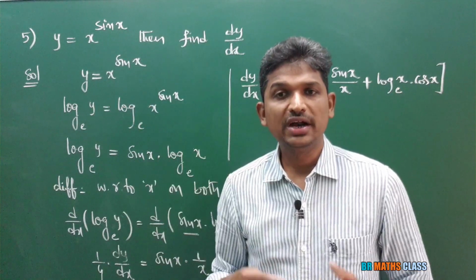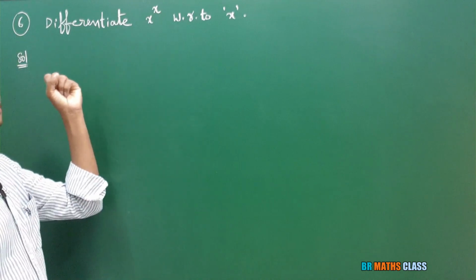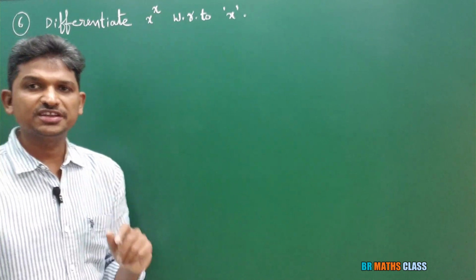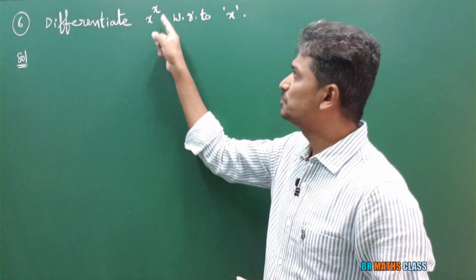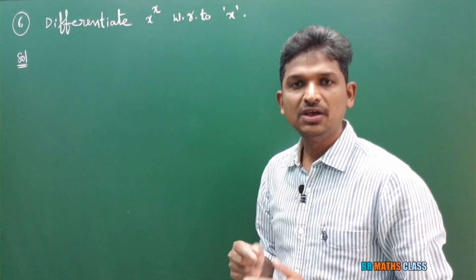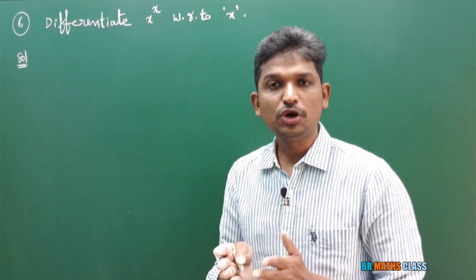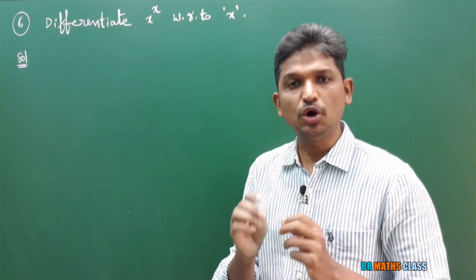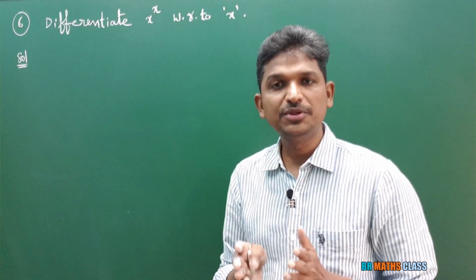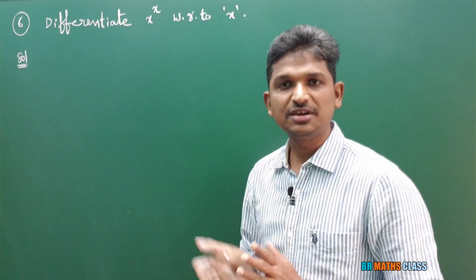So I am going to do another two problems of the same type. Please observe question number 6. Differentiate x power x with respect to x. Here x power x is of the form f of x power g of x, so to differentiate this, we use logarithmic differentiation. If you observe the last problem and this problem, a small difference is there. In the last problem, they gave y equal to x power sin x. In this problem, they have not given something like that.